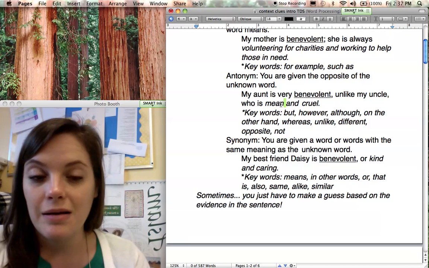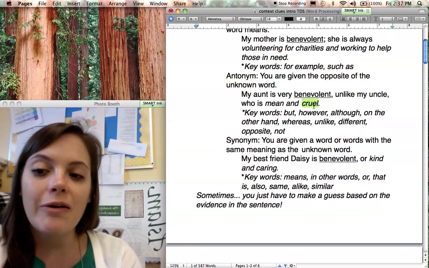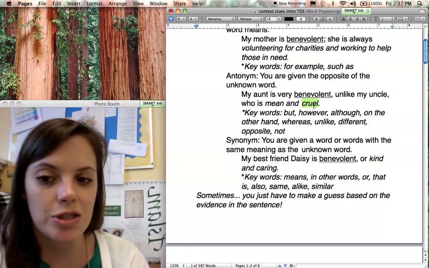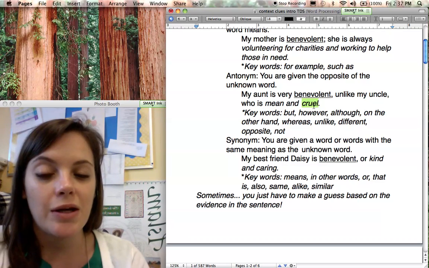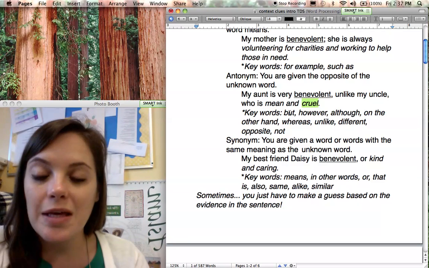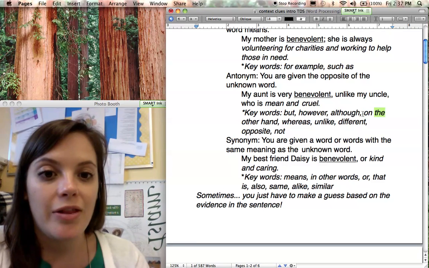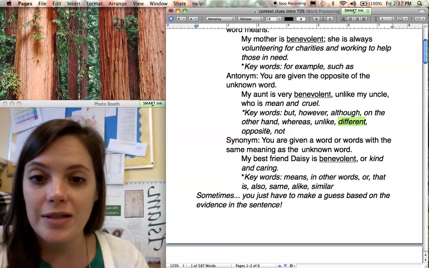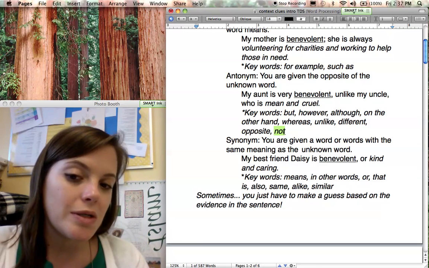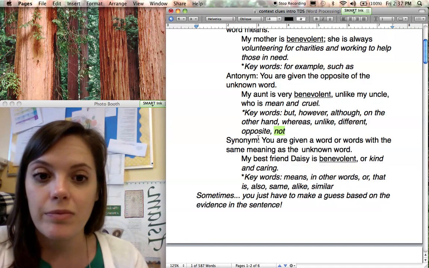Mean and cruel. All right, so when they give you an antonym, they're going to give you a keyword to show you that they're giving you the opposite meaning. So some keywords you might see: but, however, although, on the other hand, whereas, unlike, different, opposite, and not. So if you see one of those words, it could be a hint that they're going to give you an antonym to that word.